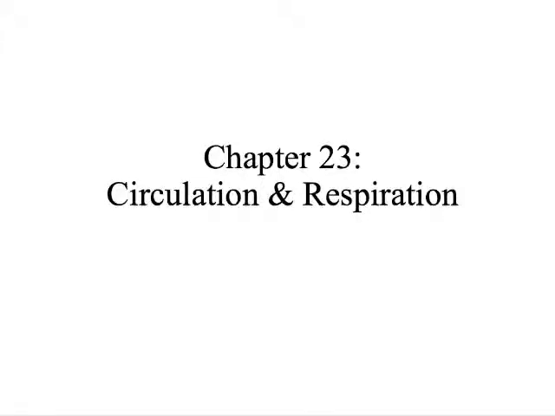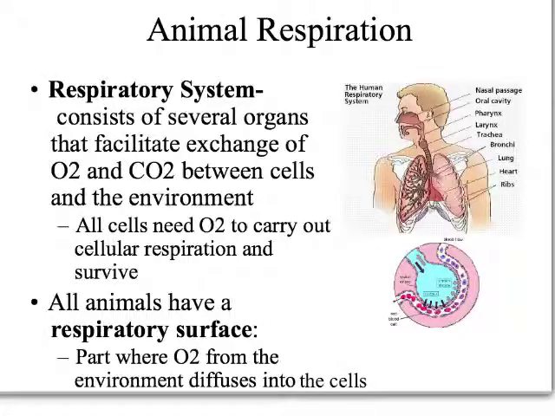We're going to finish up this chapter by talking about the respiratory system in animals, and in particular humans. So a respiratory system basically consists of several organs that facilitate the exchange of oxygen and carbon dioxide between the cells and the environment. So all cells, remember when we talked about cellular respiration, all cells need oxygen to carry out cellular respiration and survive.